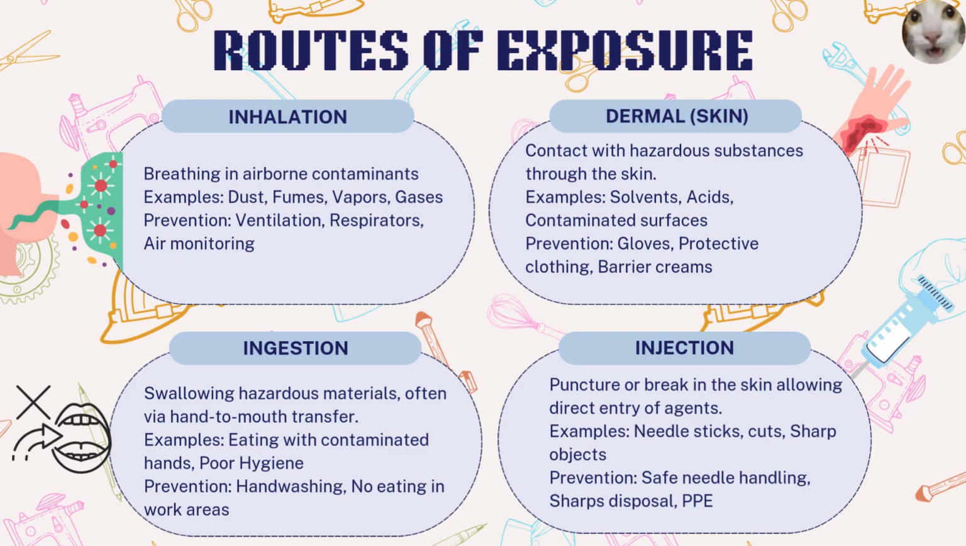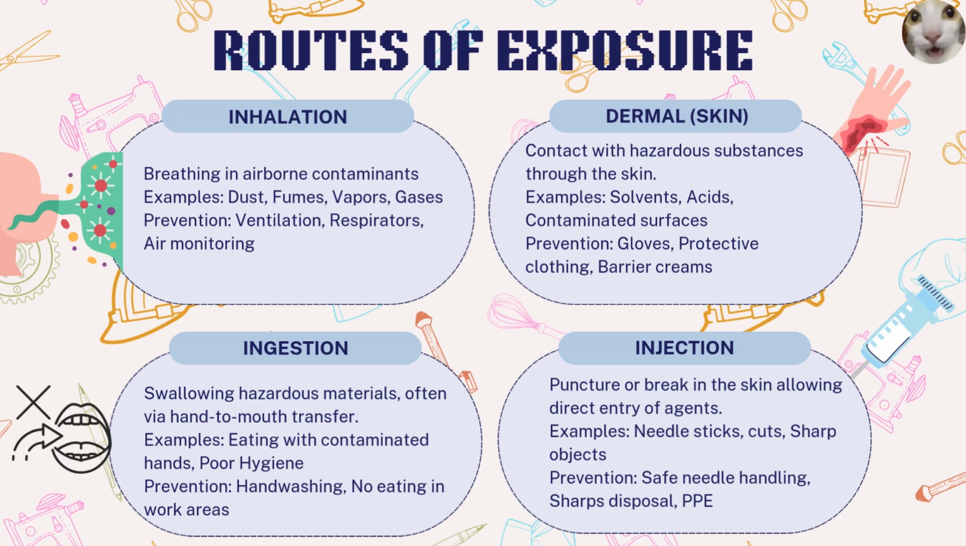There are four main routes of exposure. Let's begin with the first route, which is inhalation. This involves breathing in harmful substances like dust, fumes, vapors, or gases. To prevent this, ensure proper ventilation, use respirators, and monitor the air quality.